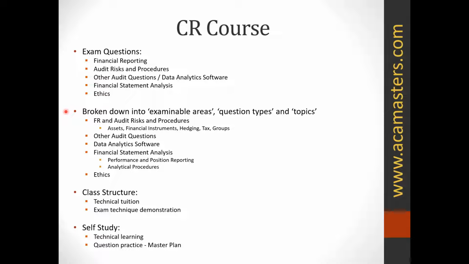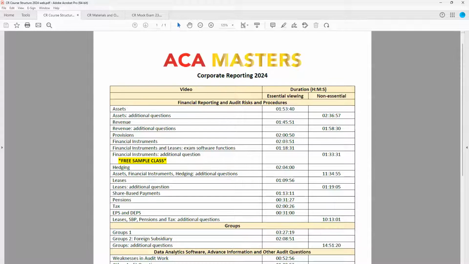The way we structure the course is that we break it down into each examinable area, topic, and question type. So we'll firstly work through all of the various financial reporting topics, and we'll look at financial reporting and audit risks and procedures questions. We'll firstly begin with assets. So there'll be the FAR revision class, and then there'll be the CR class on assets.